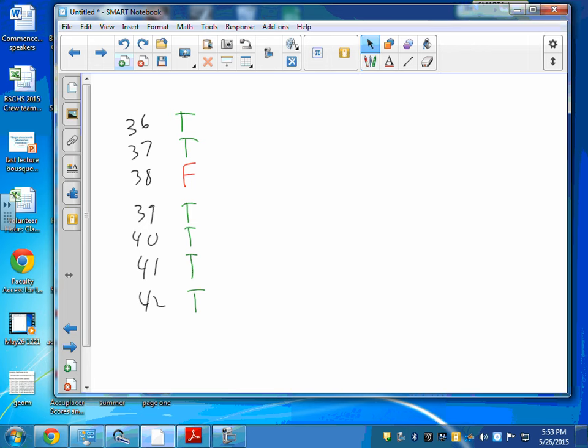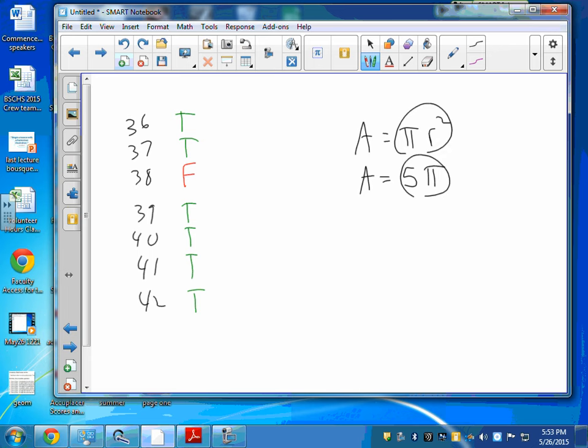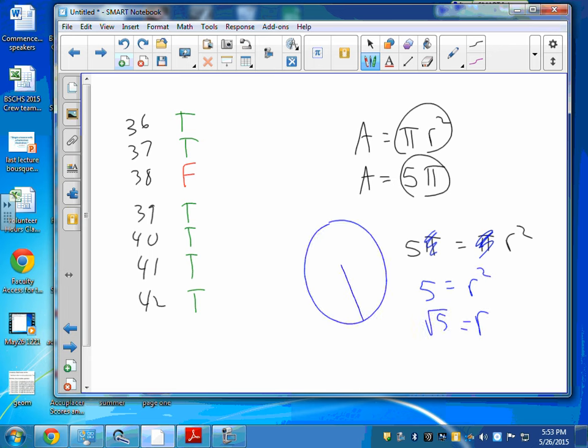For 36, it talks about the area of a circle. We know the area is, by definition, pi r squared. This problem says the area could be 5 pi. Let's see. Could 5 pi, in fact, be the same as pi r squared? 5 pi equals pi r squared. Divide both sides by pi, so that goes out. And now we have 5 as r squared, so r would be the square root of 5. That's a true statement. There's your circle. Here's the radius, and if that were the square root of 5, then the area would be 5 pi. True statement.